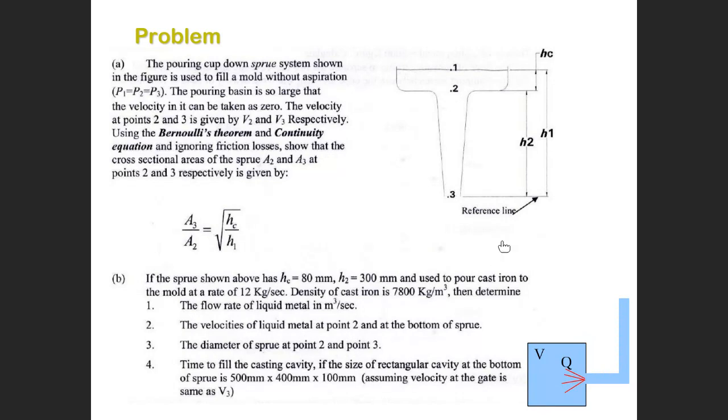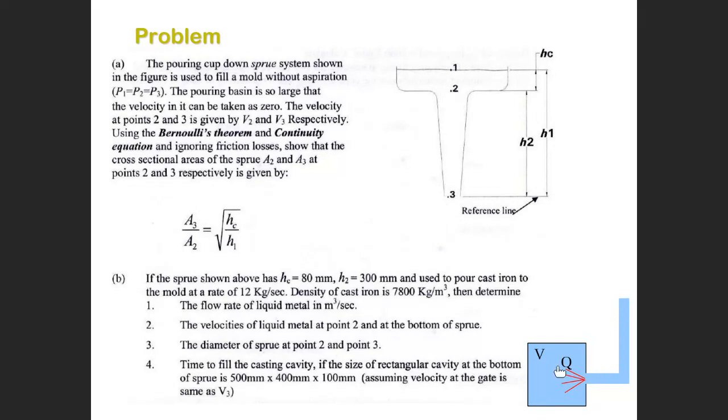Diameter of the spiral, 0.2 and 0.3. They get the area and they get the diameter. They get the area, you have the Q. Q we already have from here, then Q equals VA. We know V here and V here, and you know Q, then you get the area here, you get the area here, you get the diameter here, and the diameter here.